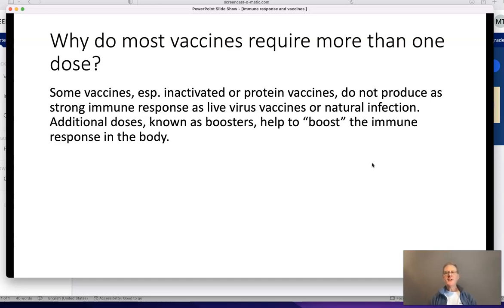Well, once again, vaccines don't produce as strong an immune response as natural infection, and so it tends to decline over time. And so you need boosters or additional doses to help boost the immune response in the body. Kind of wake it up and remind those B cells to make memory cells and to have a new flood of memory cells in your blood, so they're on the lookout for that particular pathogen, right?